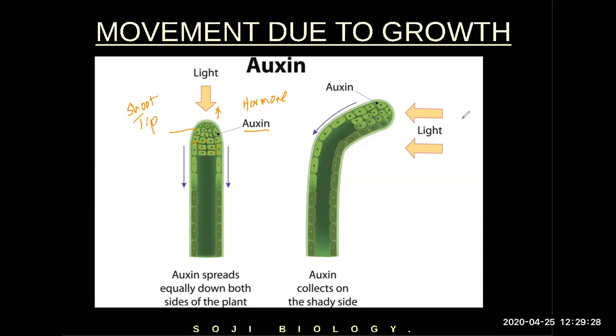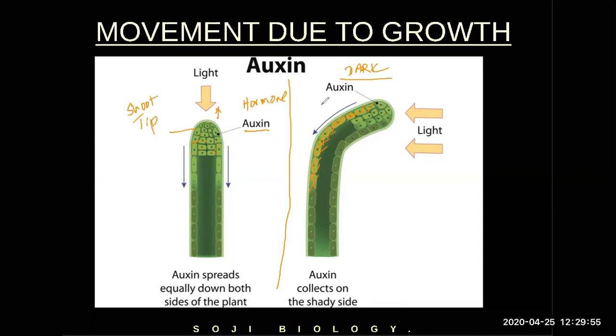But if you give light from one side, what exactly happens? Most of the auxin is on the other side. Imagine this is a dark room, just assume that it's a dark room, no light. When you give light, the tip forms auxin, but most of the auxin moves to the dark side. So there is more auxin on the dark side.